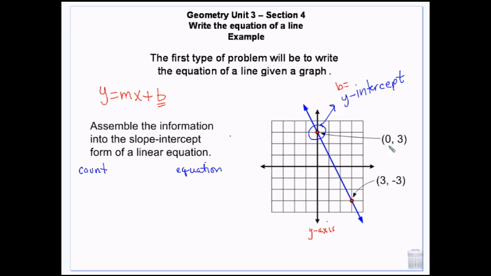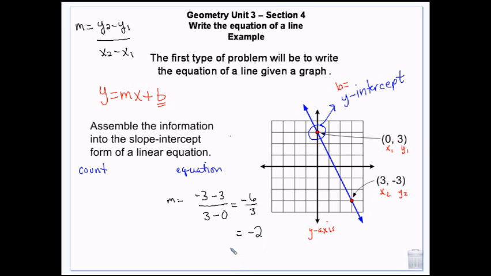Okay, for the equation, we're going to call these x1, y1, x2, y2. And from our notes before, the equation is y2 minus y1 over x2 minus x1. So we're going to plug those in. y2 minus y1 over x2 minus x1 gives me negative 6 over 3, which is negative 2. Okay, not too bad. They gave us the points.